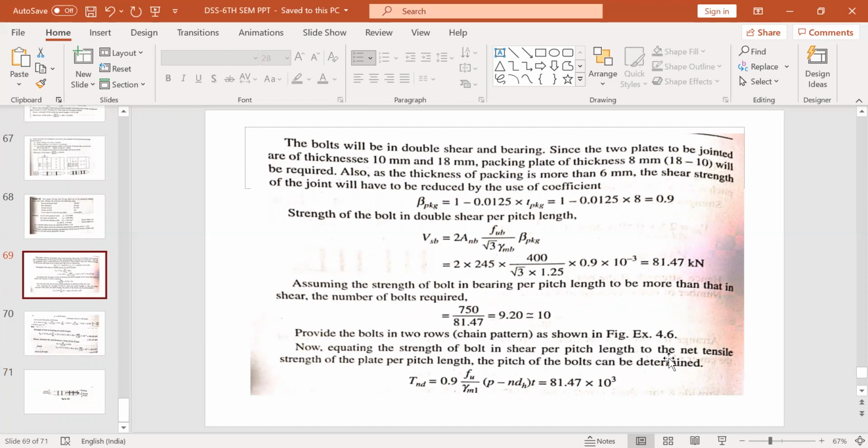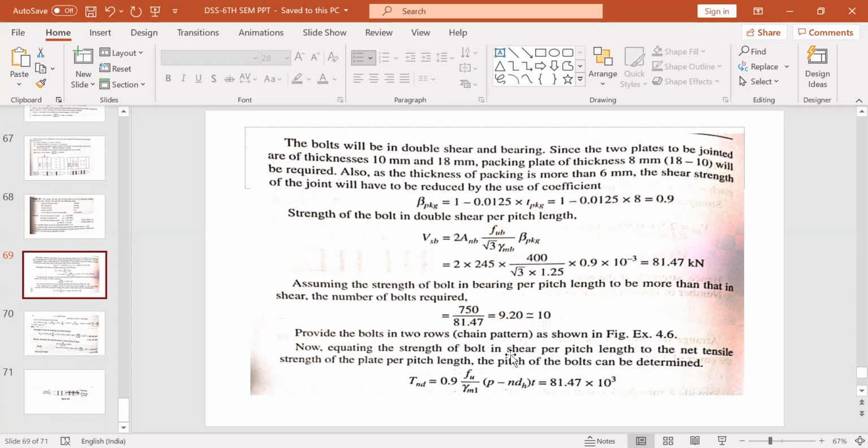In shear pitch per length to the net. Now equating the strength of the bolt in shear per pitch length to the net tensile strength of the plate per pitch length, the pitch of the bolts can be determined.